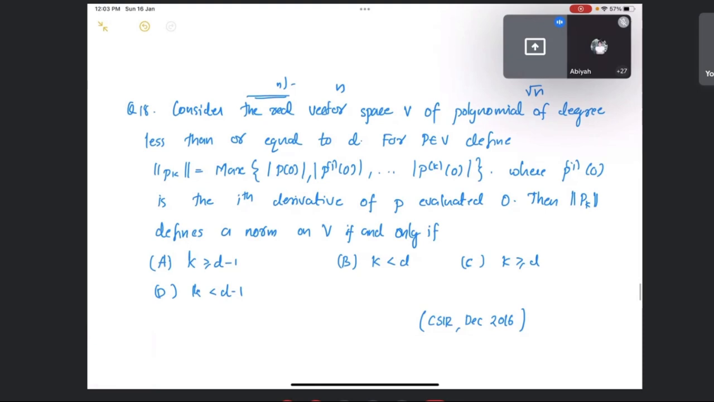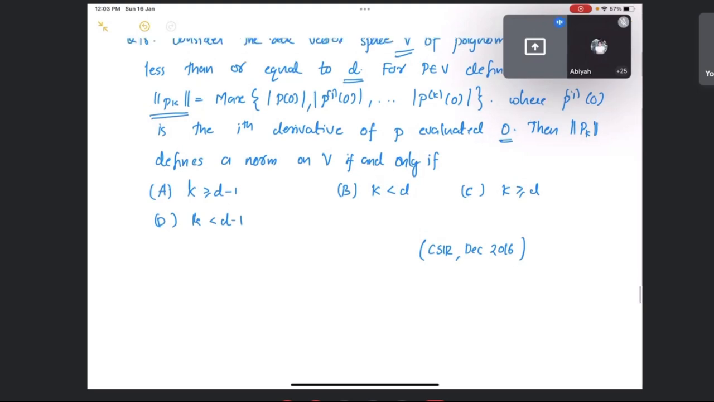Okay, I'll do one more problem and we will stop. You look at the real vector space V of polynomials of degree less than or equal to d, and you define a function, the norm of p_k, to be the maximum of modulus of p(0), p'(0), ..., p^(k)(0), where p^(i)(0) denotes taking the ith derivative and evaluating at 0. Then the question is, when is this going to be a norm on V?